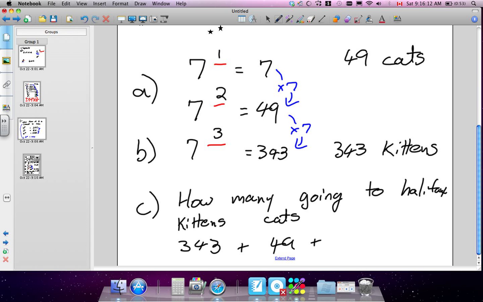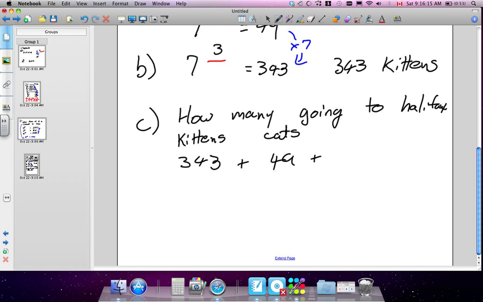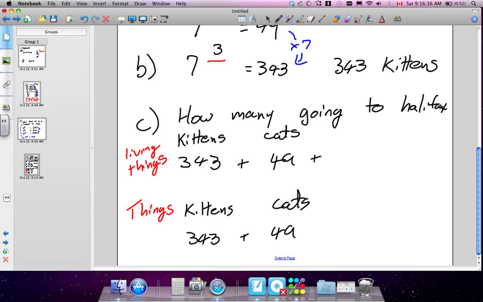This will be how many, we'll say, living things, okay? So this will be living things. And our second part will be things in general, all right? So just things all together. So we know, again, we'll repeat it. Kittens is 343, plus our cats, 49. Plus in this one, he's taken his sacks, so how many sacks? 7.